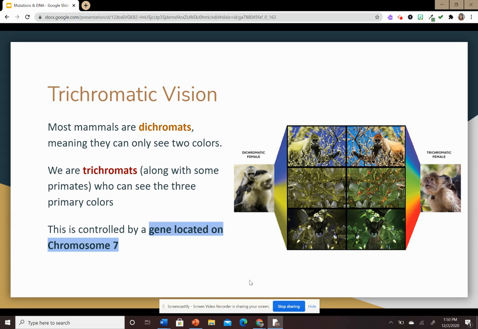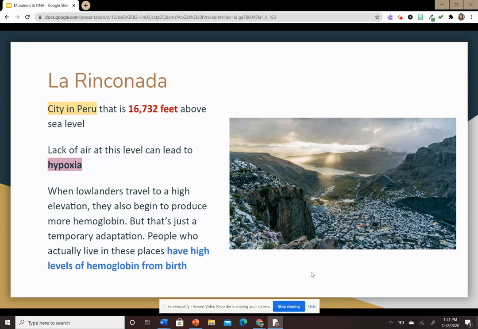Most mammals, however, are dichromatics. And the dichromats are right here, and they really only see shades of blue and yellow. So they're missing that red color that we can see. And so it's a mutation, right? That's on a chromosome 7. And out of all of the mammals on Earth, us, along with some primates, right, like chimpanzees and monkeys, and some marsupials, we're the only mammals that are able to see all three of the primary colors.